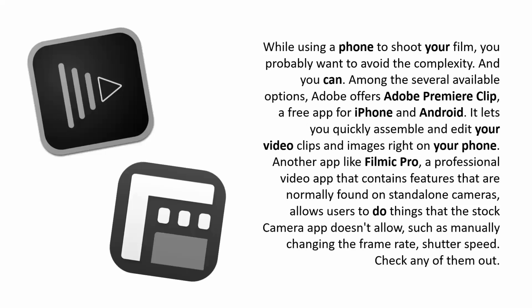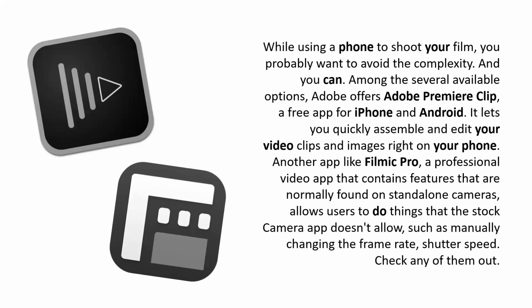When you're using your phone to shoot your film, you'll probably want to avoid things that are too complex. And you can do that among the several available options that you have. Adobe offers Adobe Premiere Clip, which is a free app for iPhone and Android. So you could use that if you want to, and it lets you quickly assemble and edit your video clips and images right in your phone or your tablet if you're using that.